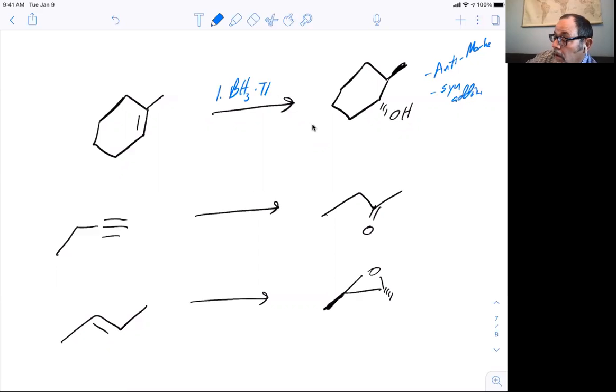hydroboration oxidation. Okay, so those are our reagents. So we're going to do hydroboration oxidation. And the second one, we end up getting a ketone.